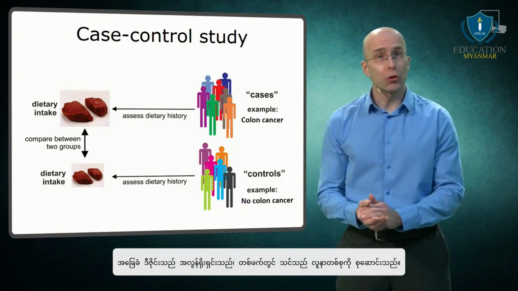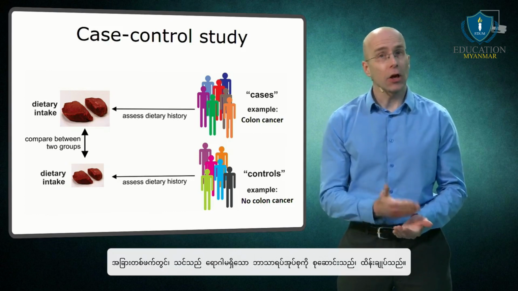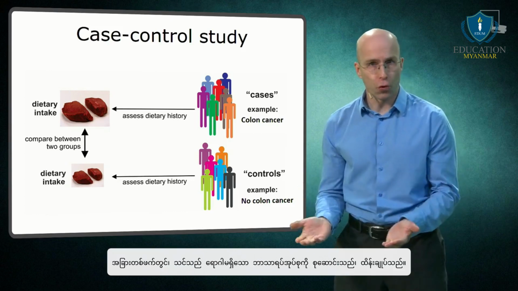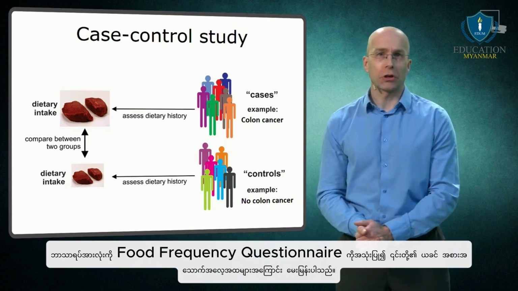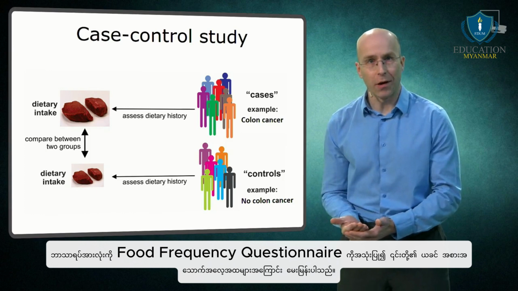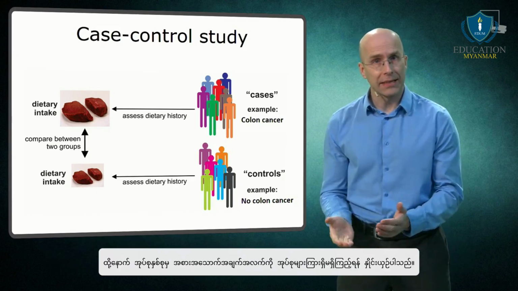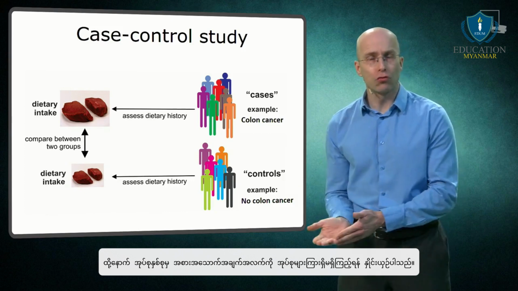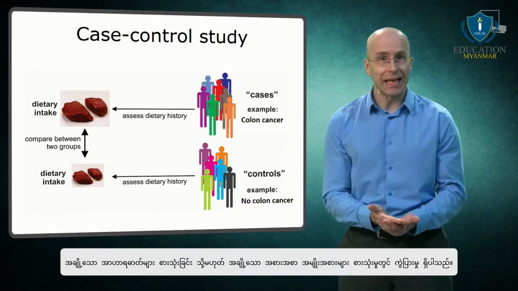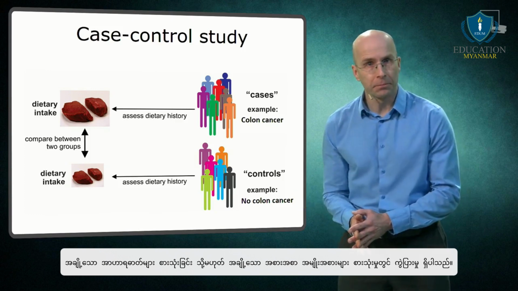On the one hand, you recruit a group of patients with a certain disease, representing the cases, and on the other hand, you recruit a group of subjects that do not have the disease, the controls. And all subjects are asked about their past dietary habits using a food frequency questionnaire or another type of dietary assessment tool. Next, the dietary information from the two groups is compared to see if between the groups there are any differences in intake of certain nutrients or in intake of certain types of foods.